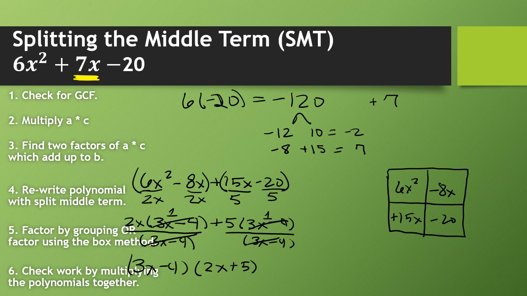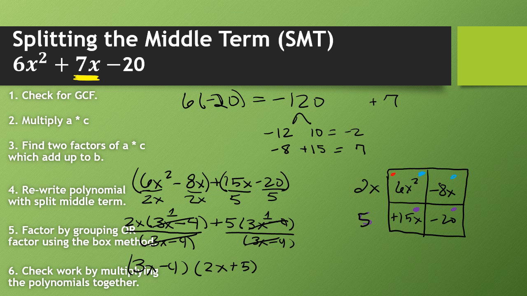For those of you on the box method, I'm going to take my first row, so 6 and negative 8, I can factor out a 2. X squared and x allows me to factor out an x. Then I'm going to take my second row, 15 and 20, I can factor out a 5. I do not have enough x's to factor out an x, so I'll just leave it as a 5.